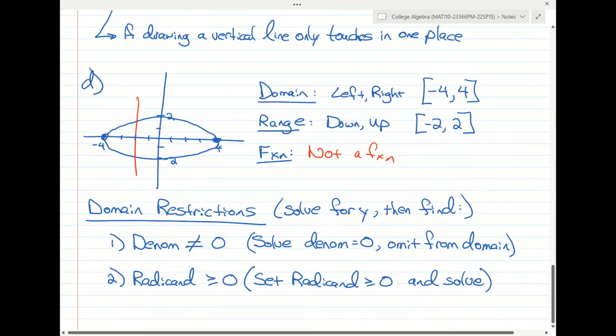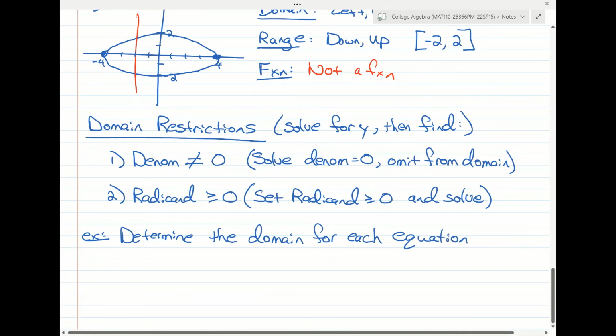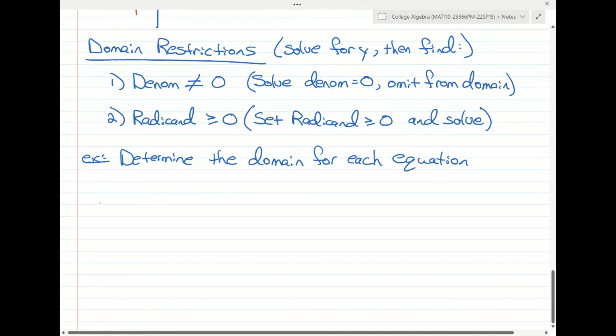All right, so let's take a look at some examples here. The directions are going to be to determine the domain for each equation. First example is y is equal to -2x plus 3.